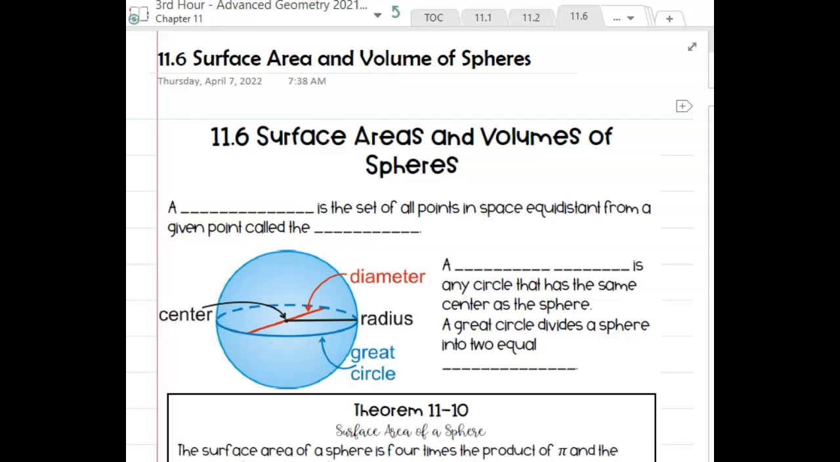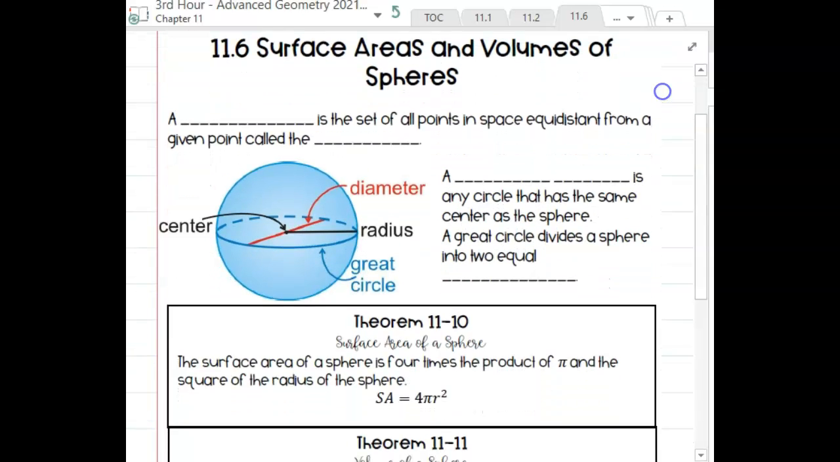So we are talking about both the surface area and a volume of spheres today. Both are, I think, relatively simple. So let's start off with our vocabulary here.